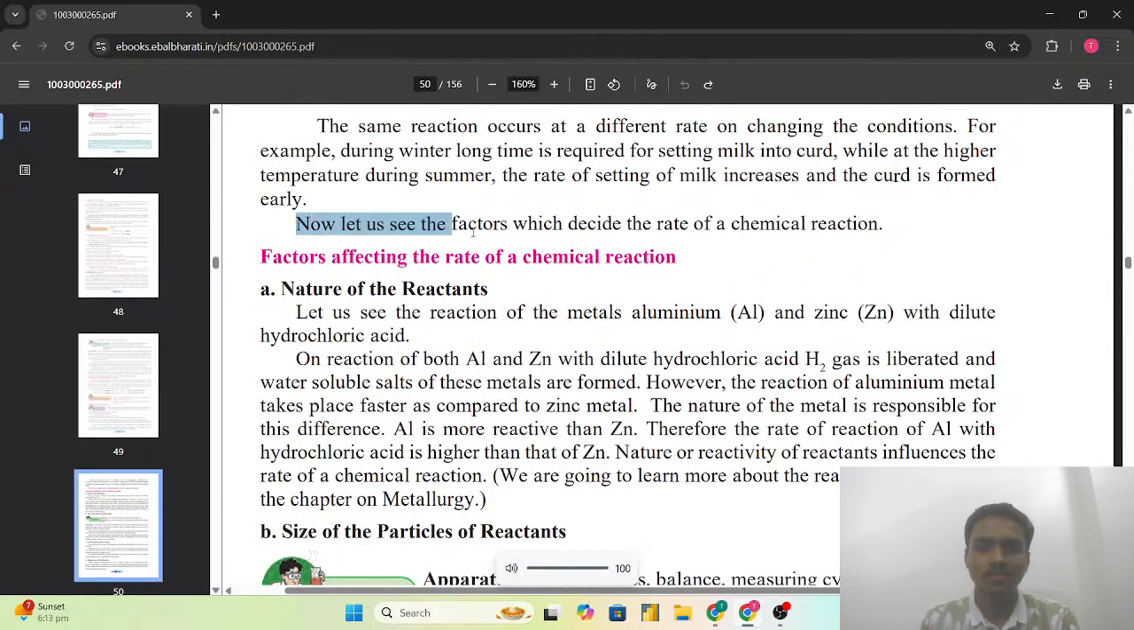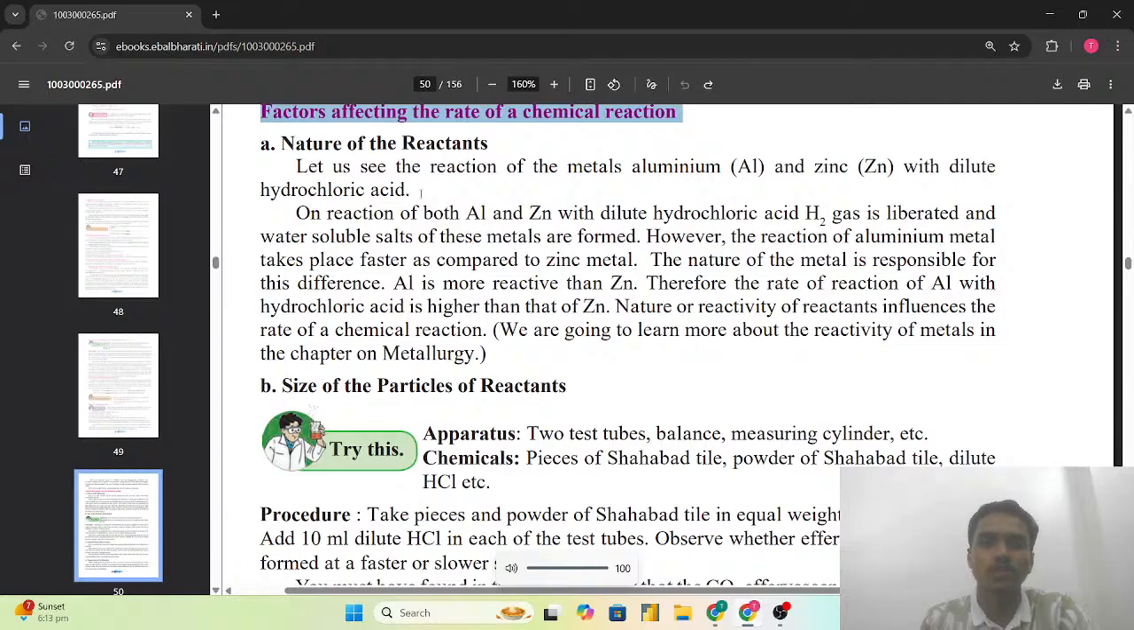So now let us see the factors which decide the rate of a chemical reaction. We are going to see which factors basically decide the rate of a particular chemical reaction. So, factors affecting the rate of a chemical reaction. Firstly, the nature of the reactant.